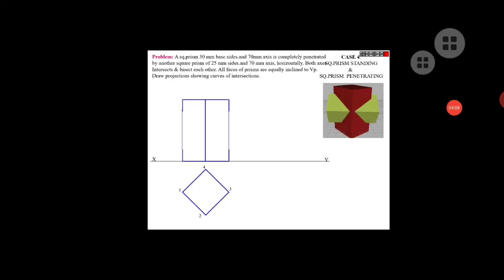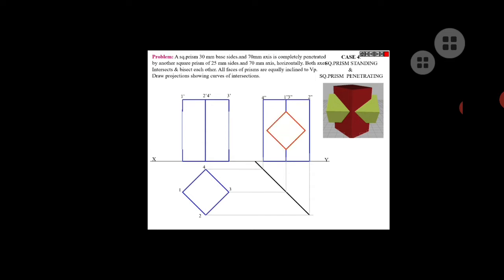Similarly, extend these lines to the front view. So there is a top view and front view of the first prism. Name them 1, 2, 3, 4 dash. There is a 45 degree angle line to draw the side view. With the help of that, draw the side view. Similarly, name them 1 dash, 2 dash, 3 dash, 4 dash.